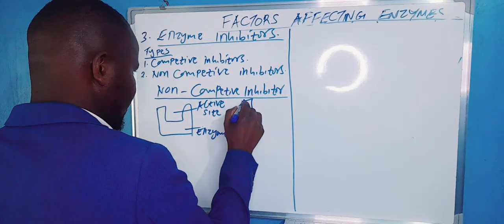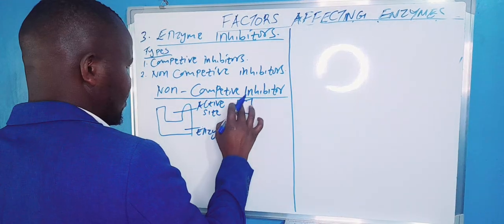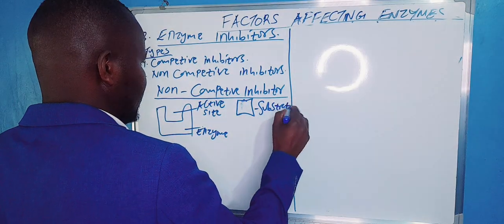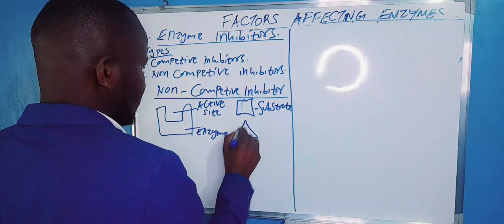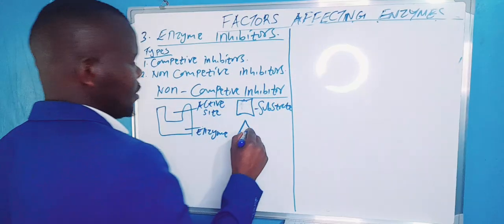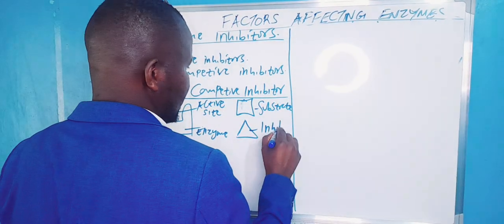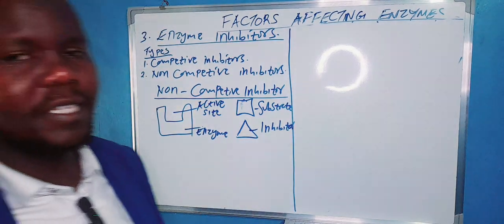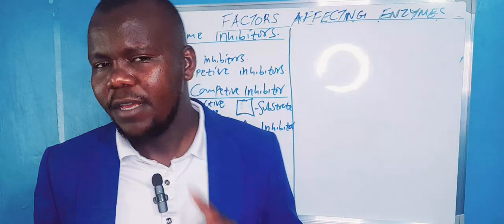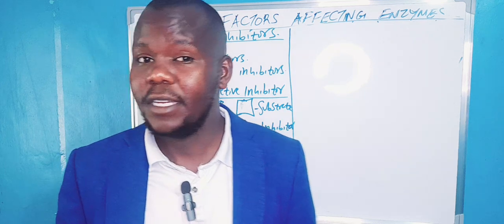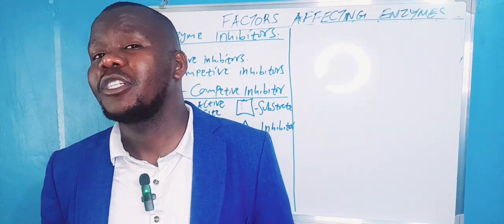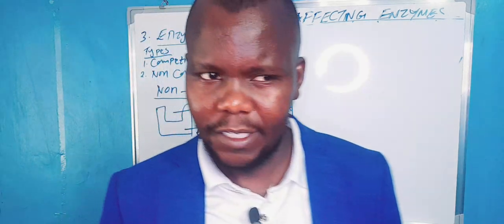Now, you will check. This one is our substrate. Then, let's say this one is our what? Inhibitor. The first rule that you should understand. The other one we said what? The inhibitor and the active site and even the substrate were of the same shape, so that they can fit.